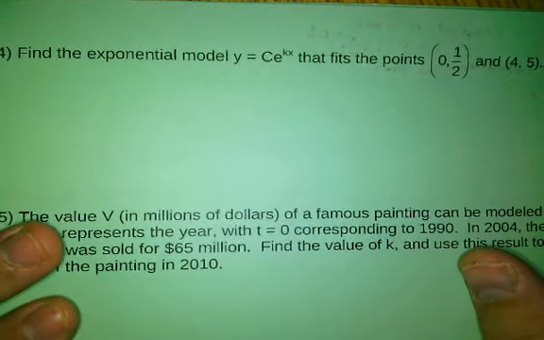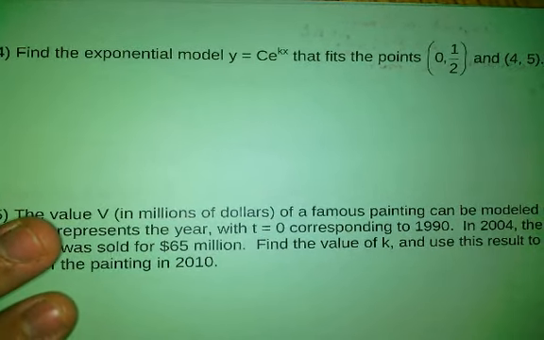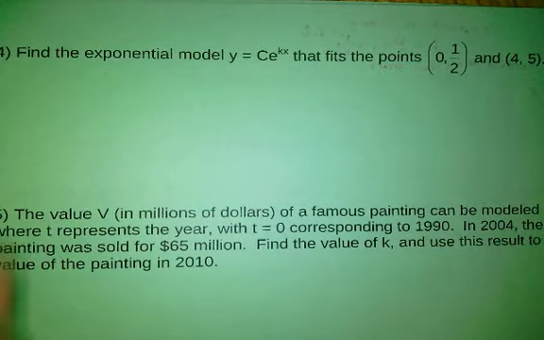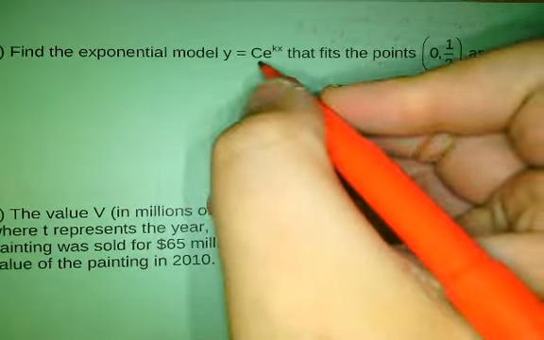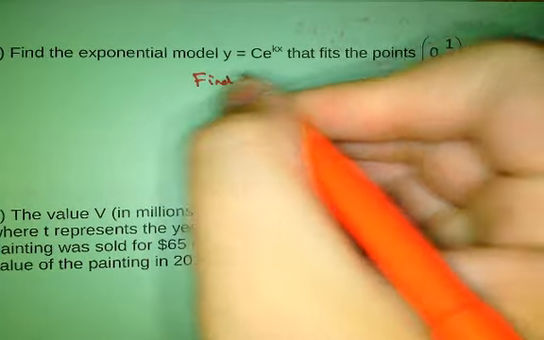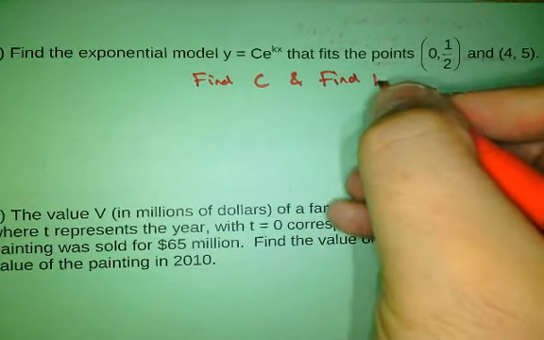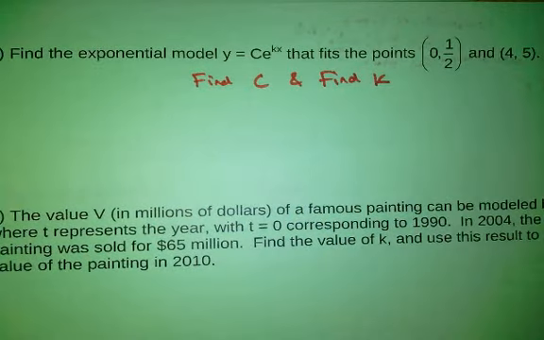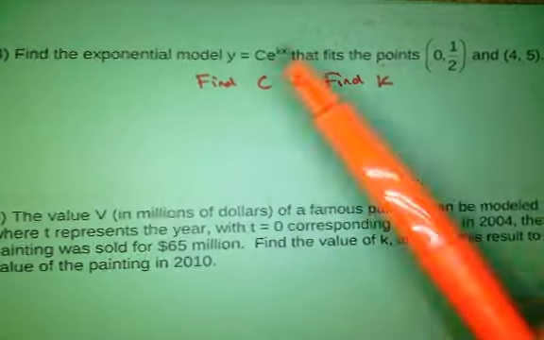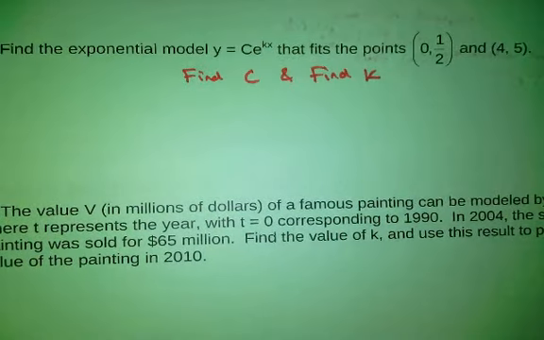Alright, number 4. Find the exponential model that fits these points, 0, 1/2, and 4, 5. What that means is I need to find C and find K. That's all it is. And then some of these questions that we'll be doing, you'll be given this to find C, find K, so you can find a third thing.